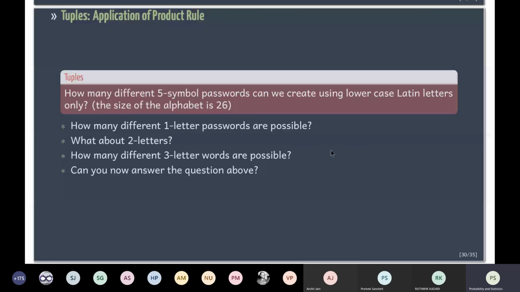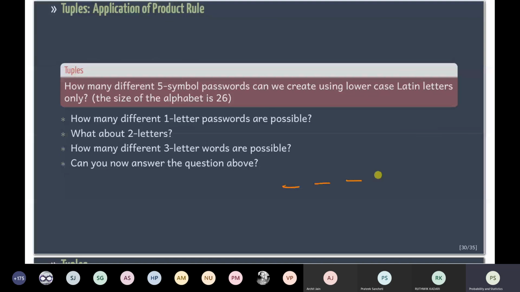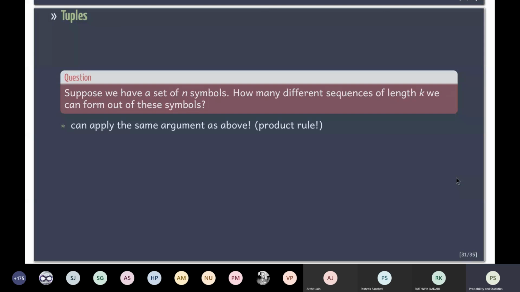Now using this pattern, can we answer the question? Well, it's very simple now. We have 5 places, and each place we can have 26, 26, 26, so 26 to the 5. So we can have that many 5-symbol passwords. This can be generalized.